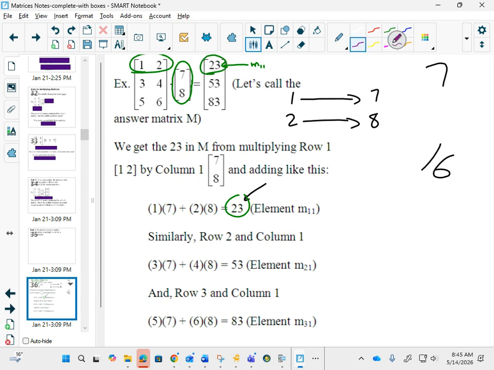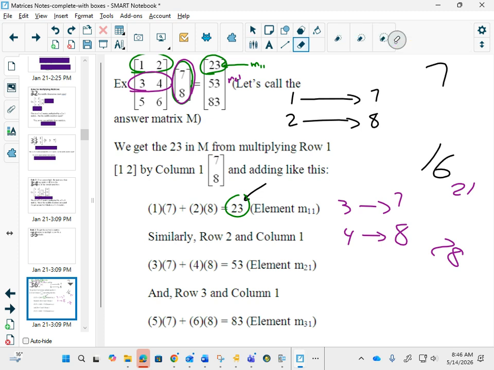Then in purple here, this is row 2, m21. So I would take row 2 and column 1. And now my 3, 4 turns on its side, crashes into the 7, 8. 21 over here, 28 down there. 4 times 8, 32, yeah, that's good. Just seeing if you're awake. And we add those together, pick up the pieces, and you would get 53.